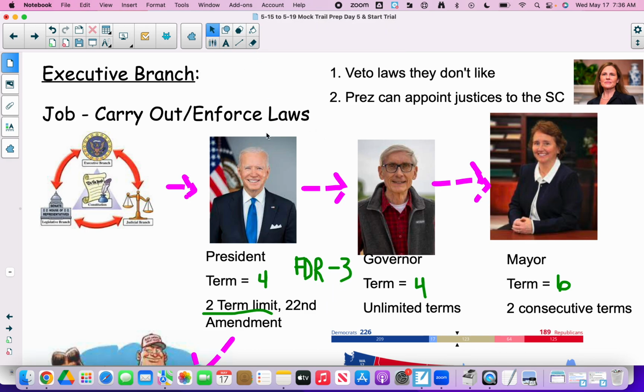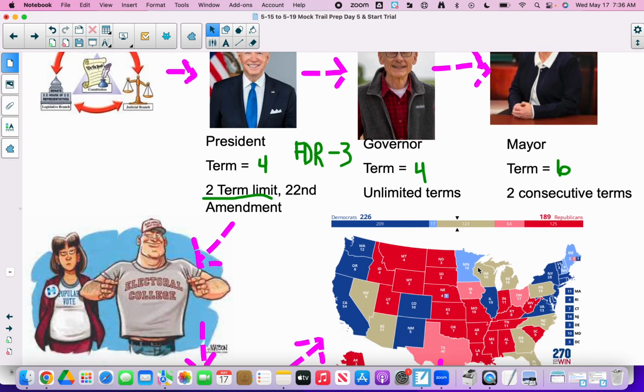All right, so there's a brief review of our executive branches at all 3 levels: the federal with Joe Biden, president, the state, Tony Evers, the governor, and the local level, Jane B. Lang, mayor of Neenah. Let's move on.